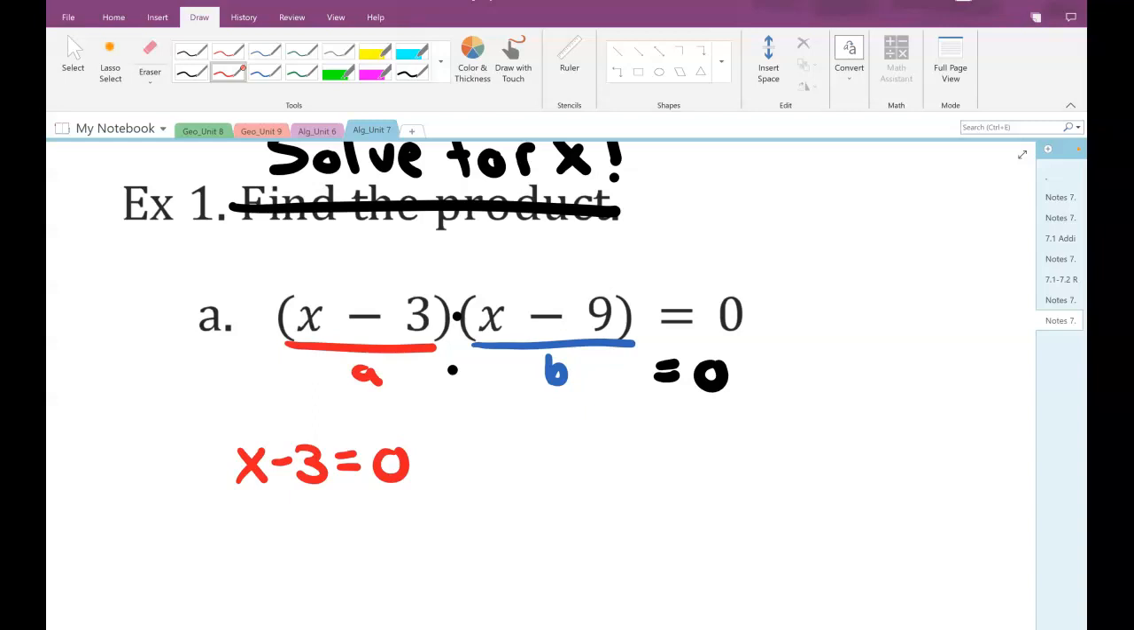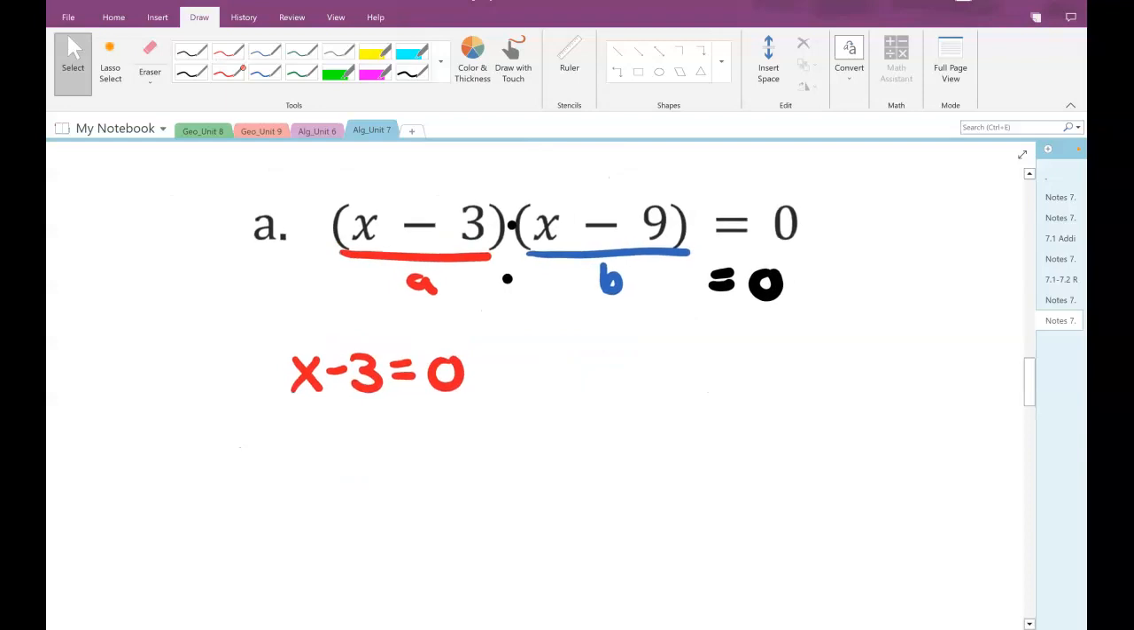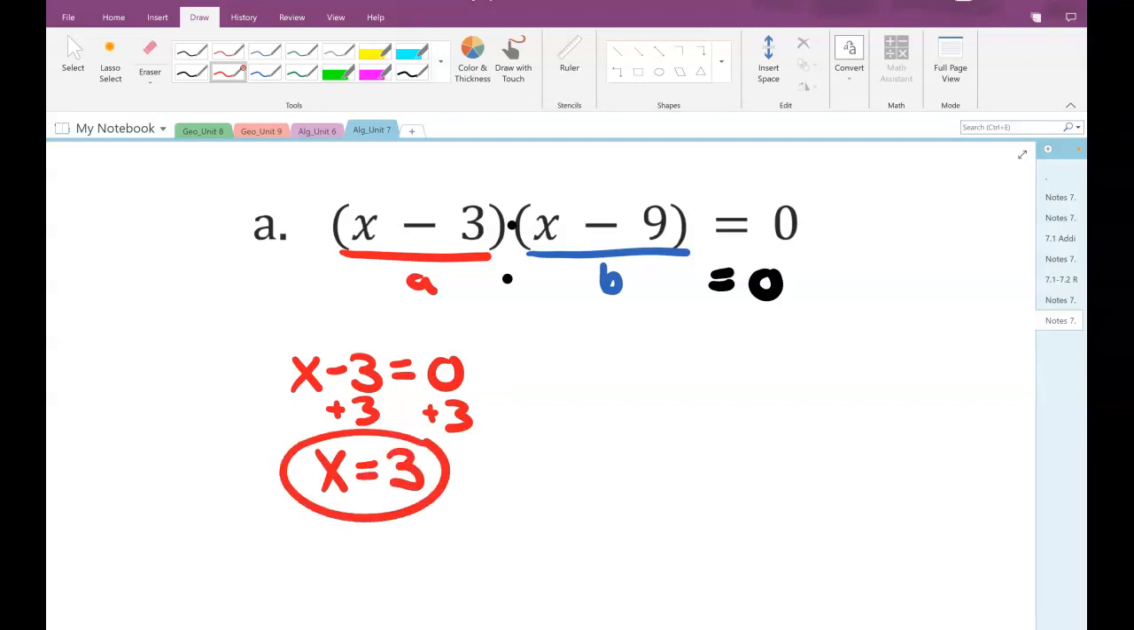And then I'm going to solve for x. To solve for x, it would be super quick. We would just add 3 to both sides. Plus 3 and plus 3. So x is equal to a positive 3. That is one of our answers. We're going to have two answers. That's one of them: x is equal to positive 3.